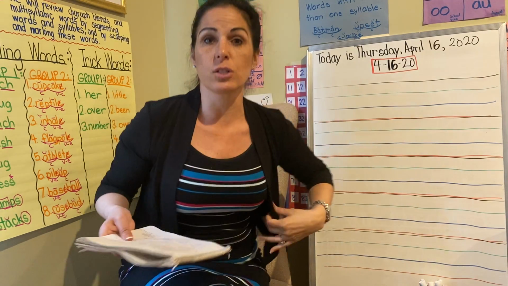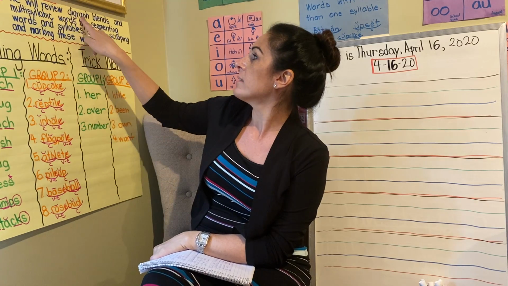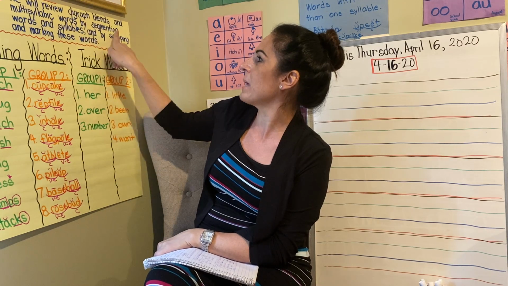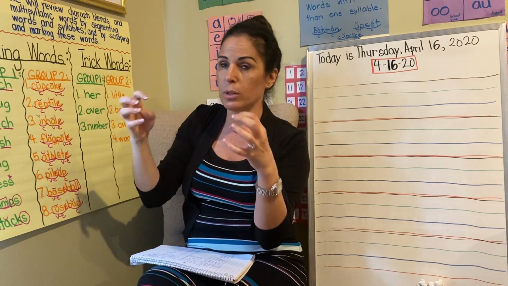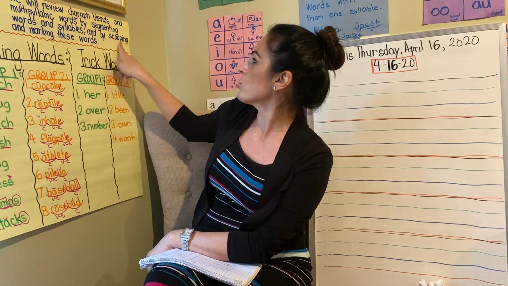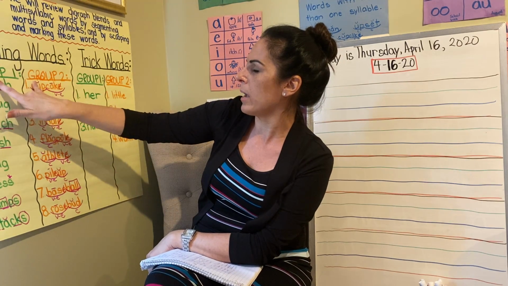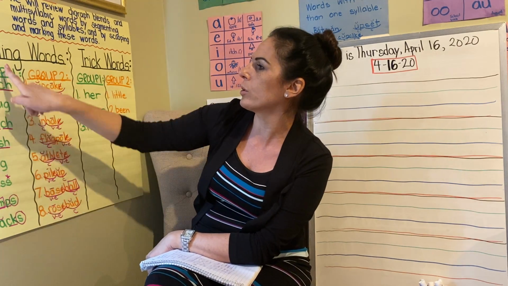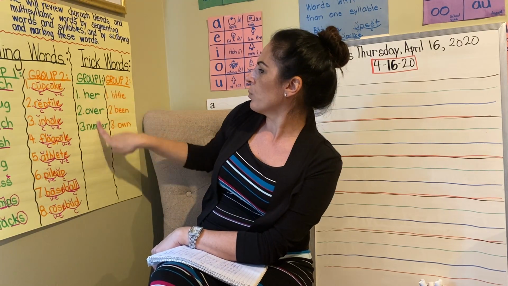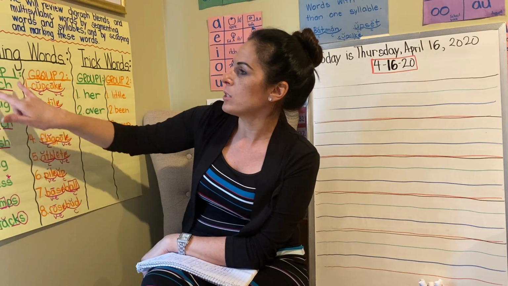So before we get started, let's just review our objective for today. We will review digraph blends and multisyllabic words by segmenting words. Remember segmenting, pulling them apart, by segmenting words and syllables, and by scooping and marking these words. Here, a reminder for our spelling words, group 1, group 2, and then our trick words, group 1, group 2. I'm going to read our spelling words for each group.